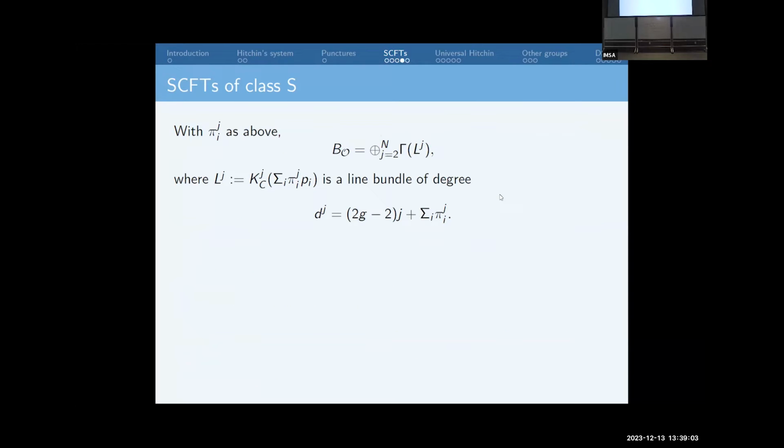And here's one way to see it. Given the pi, we get line bundle LJ. This is not the J power of the line bundle L. This is the J level. So it's K to the power J, twisted by Pi, not twisted by pi J. So this is a line bundle of some particular degree, according to J.